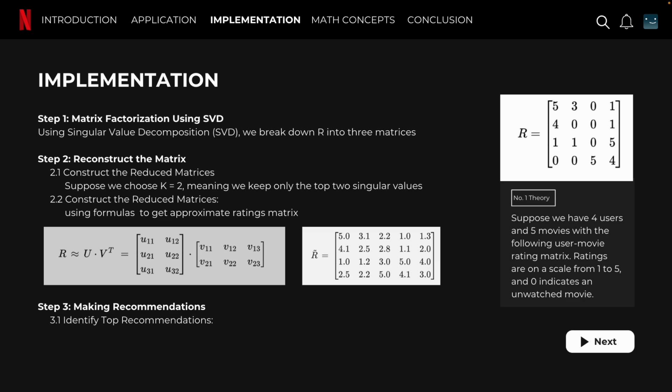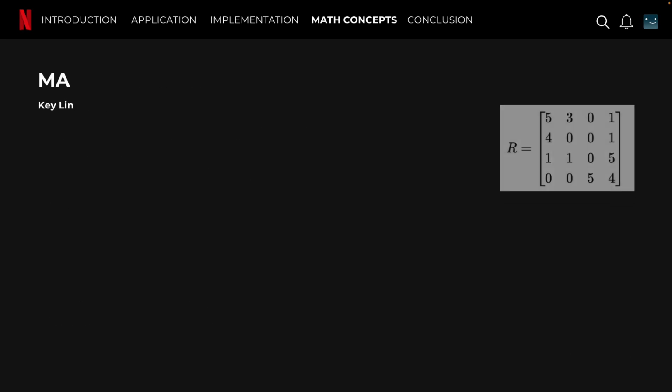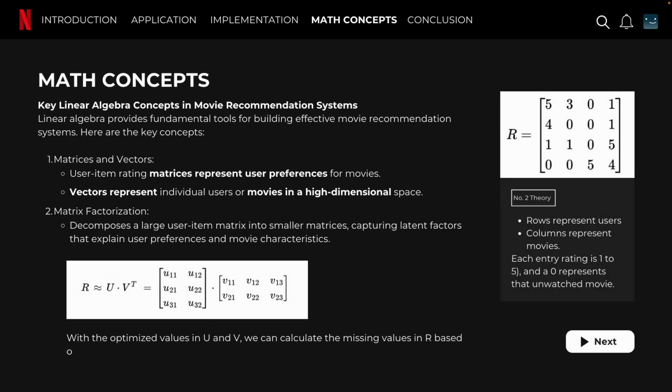About the novel theory, we have 4 users and 5 movies with the following user movie rating matrix. Ratings are on a scale from 1 to 5, and 0 indicates an unwatched movie. This reconstructed matrix is used to make recommendations for each user based on their predicted rating. In our project, we use linear algebra to present fundamental tools for building an effective movie recommendation system.